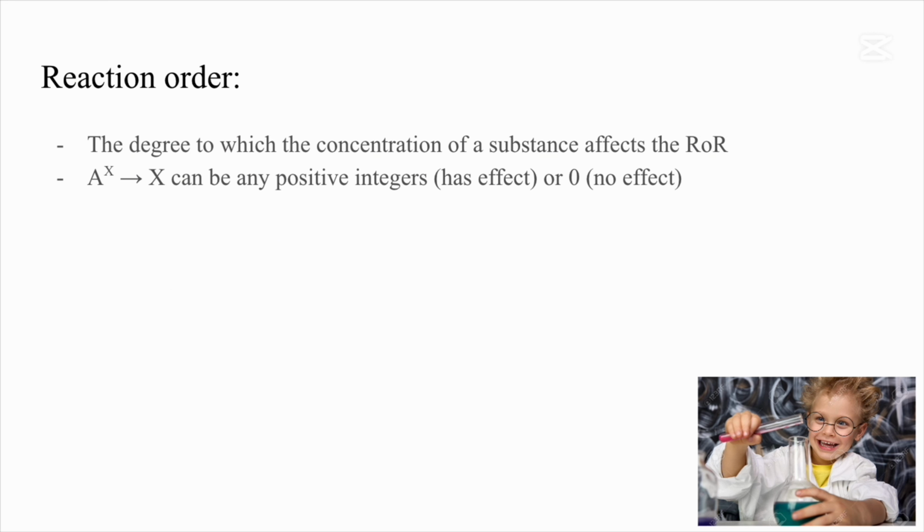Now let's talk about reaction order. Reaction order is basically the degree to which the concentration of a substance affects the rate. The reaction order can be expressed as [A] to the power of x, and x being the order. It can be any positive integer, which indicates that it has effect on the rate, or it can be 0, which means that it has no effect on the rate, as anything to the power of 0 is equal to 1.